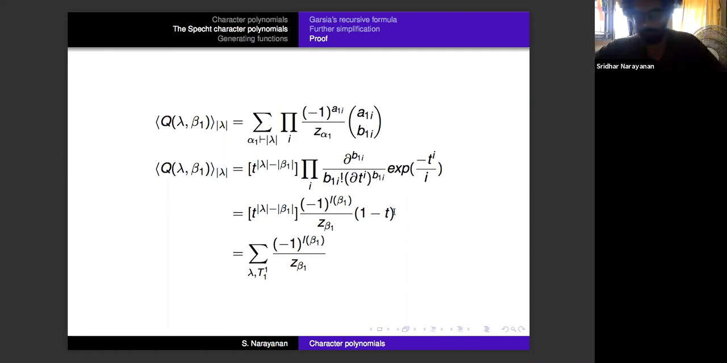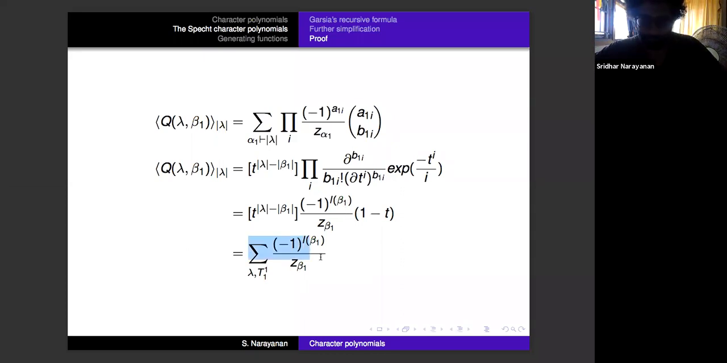So if you notice, what this is saying is we are looking for the coefficient of t raised to the size of lambda minus the size of beta 1. And there are only two values of t here: t raised to 0 and t raised to 1. So what this is actually saying is that beta 1 is either the size of lambda or is 1 less than the size of lambda. If it is the size of lambda, then the moment is this expression, negative 1 raised to the length of lambda, negative 1 raised to the length of beta 1 upon z raised to beta 1. And if it is 1 less than the size of lambda, then it is minus times that expression.